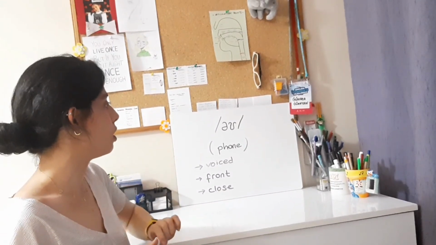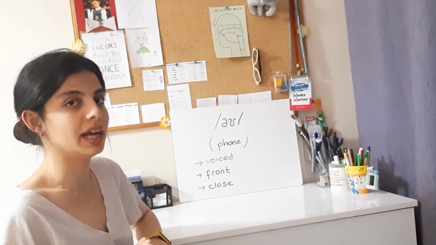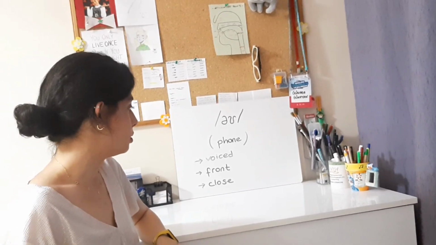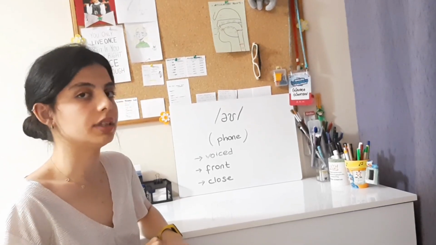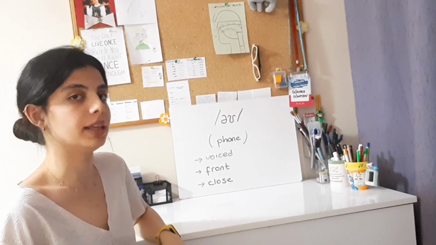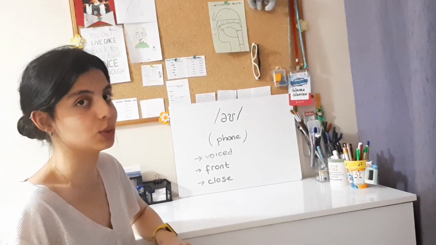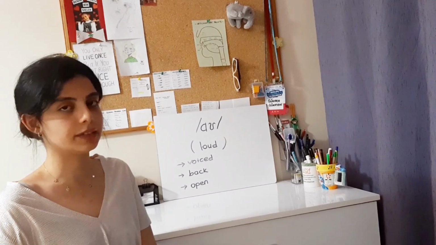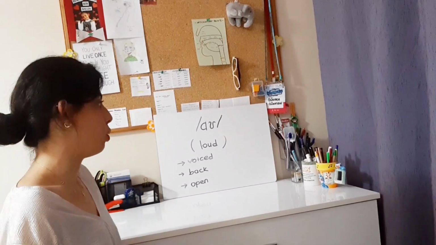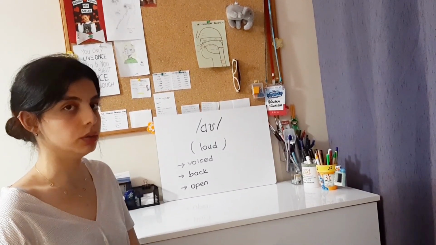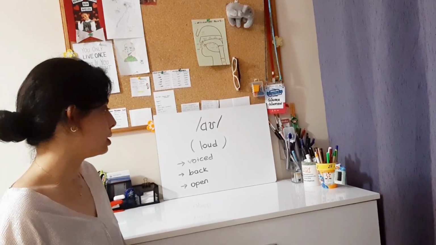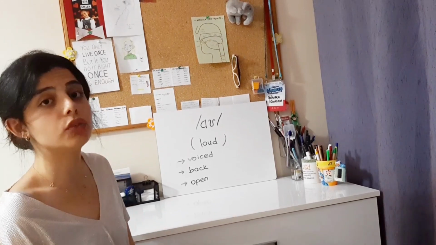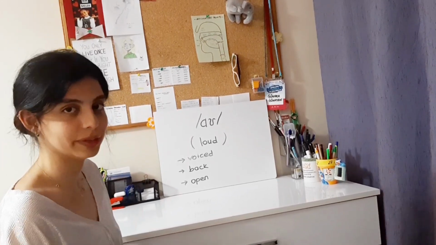Our first diphthong is O, as in phone. It's a voiced sound and its place of articulation is front, and its manner of articulation is close. Our second diphthong is O, as in loud. It's voiced and its place of articulation is back, and its manner of articulation is open.